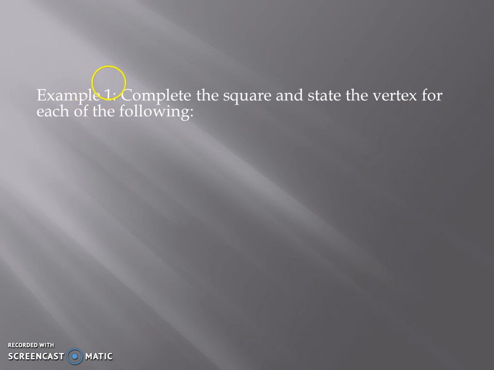Alright, for our first example, and probably our only example for this whole thing, well actually we have 2 examples, but we're going to do the same thing for both of them. So, complete the square and state the vertex for each of the following.